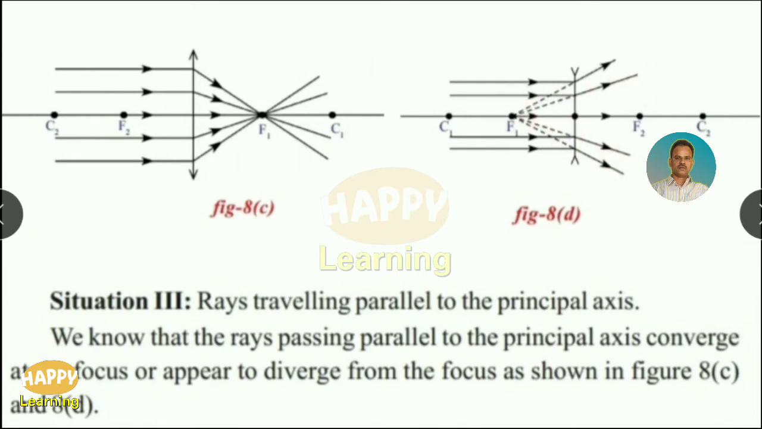So here they are separating. This is called diverging. Diverge means starting from a point and getting separated. Converge means they are grouping to a point. So converge means grouping to a point. Diverge means leaving from a point. Okay, next.